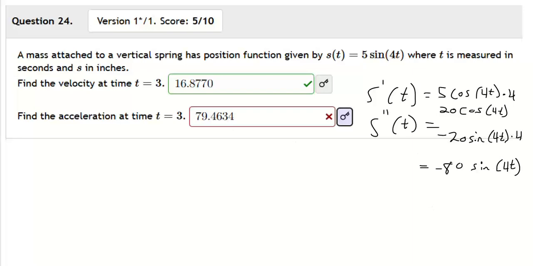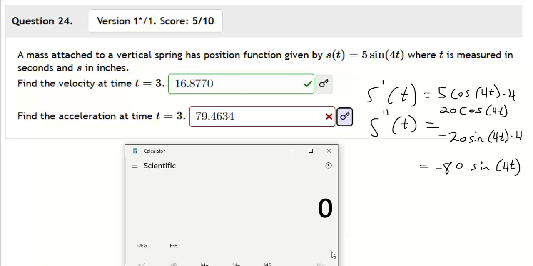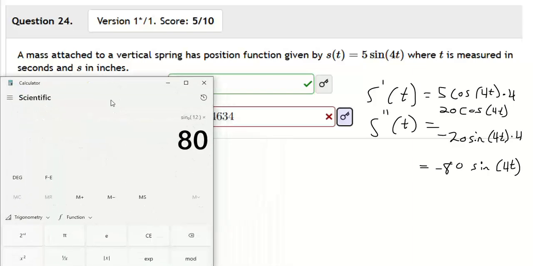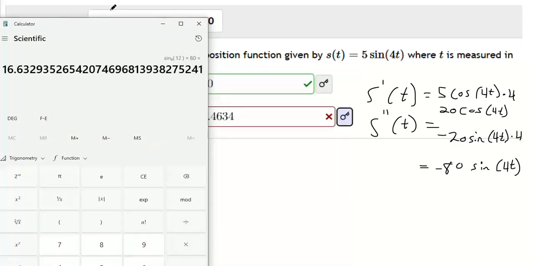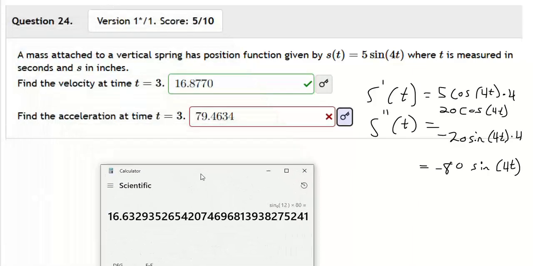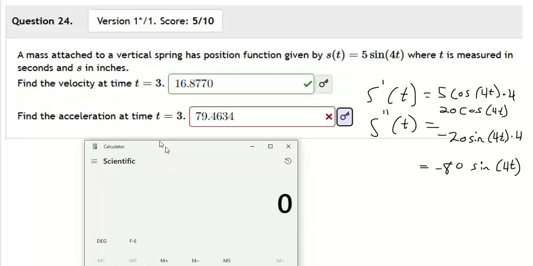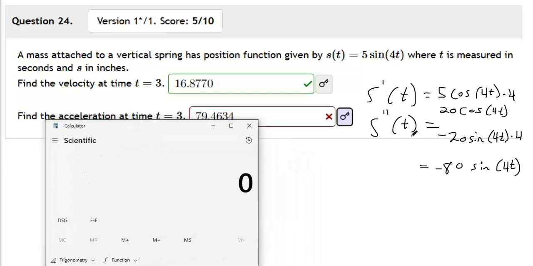If we plug in 3, that's 12. I think my calculator is probably going to need to be in radians for the correct answer. So I got negative 16.63. Oh, my calculator is in degrees though. Well, let's check here because we've got a correct answer up here. I'm pretty sure it's radians.